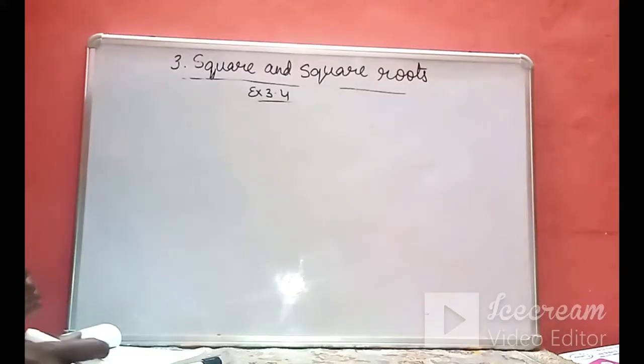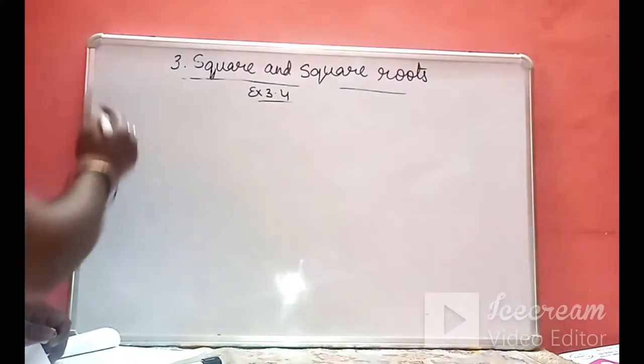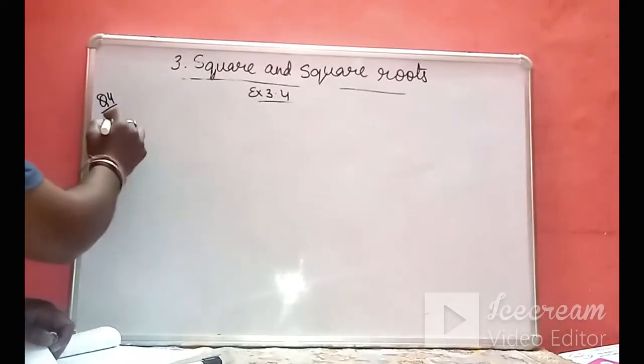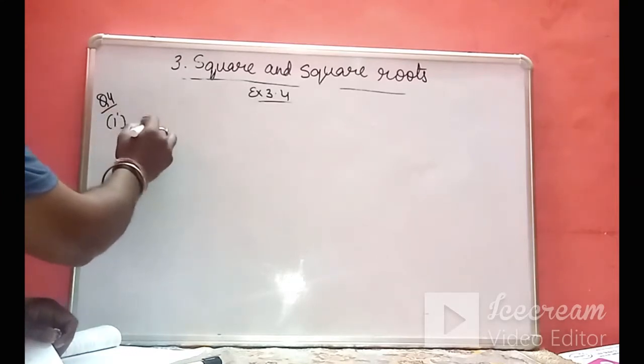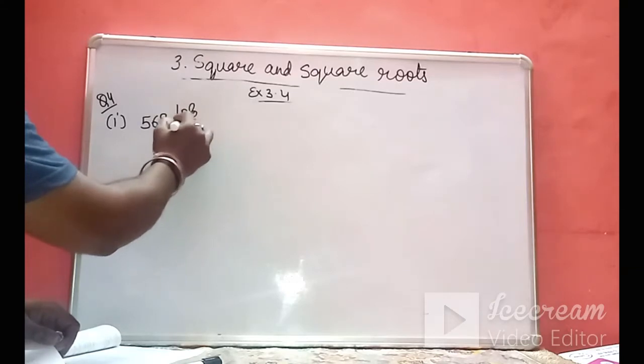Morning class. So we were discussing exercise 3.4 and in that we have discussed till question number 3. Now today we will discuss how to find the square root of the mixed fractions. Suppose the very first question is there, 5 68 whole 108 upon 169.